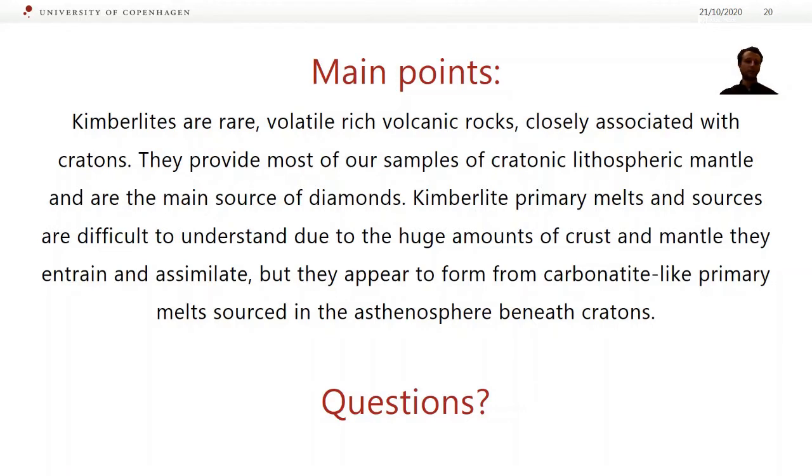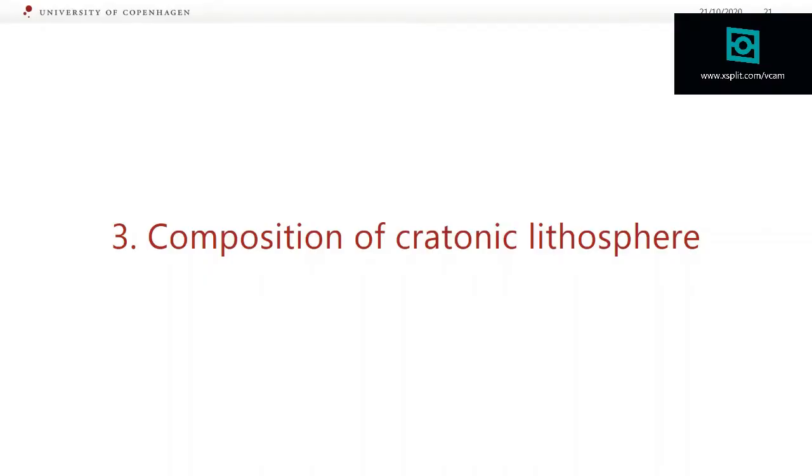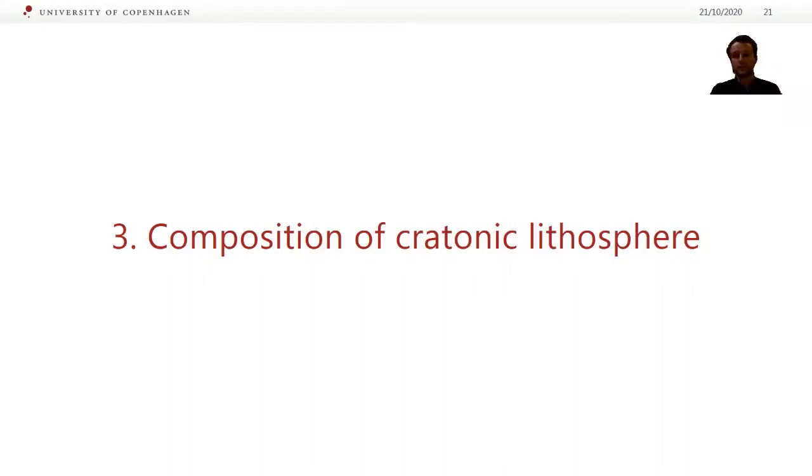Okay, so just to sum up, kimberlites are rare, volatile-rich volcanic rocks which are closely associated with cratons. They're our main source of cratonic lithospheric mantle samples and diamonds. The primary melts and sources are quite difficult to understand because of the huge amounts of crust and mantle that they entrain and assimilate on the way up, but they appear to form from carbonatite-like primary melts sourced in the asthenosphere. Next, I'll talk a bit about the composition of the cratonic lithosphere, and then we'll save the models and understanding it for afterwards.